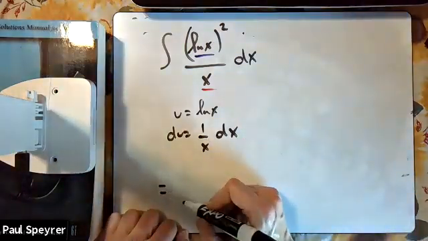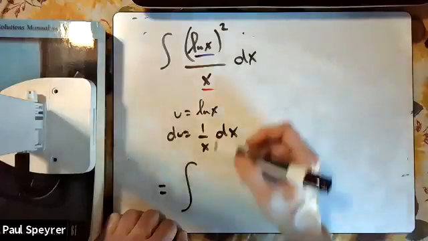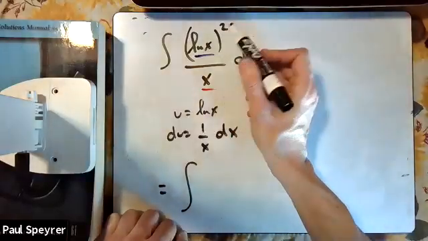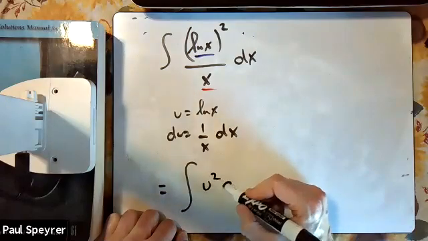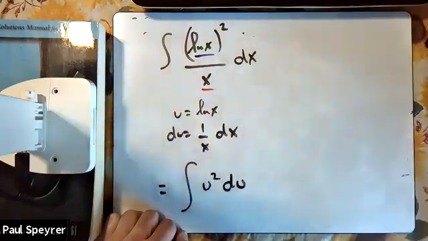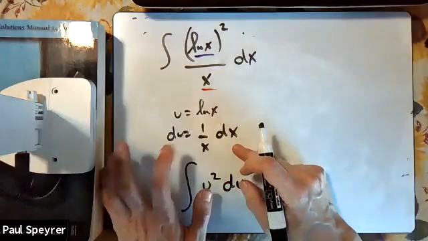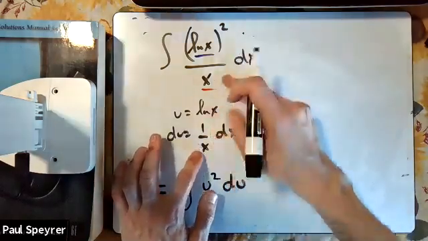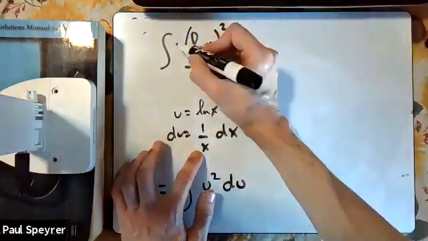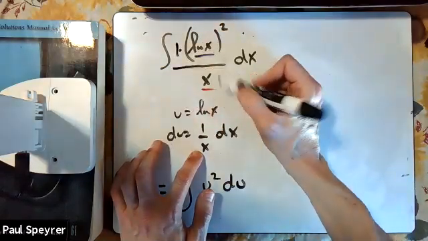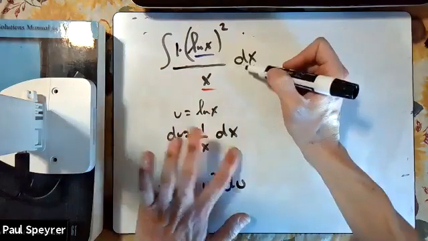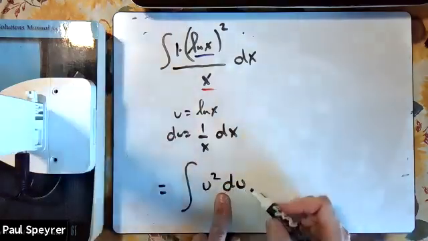Now, what does this look like in terms of u? Well, remember, u is ln of x. We have ln of x squared. That would just be u squared. And then du. That's it, right? Because look, what is du? It's the 1 over x component. In theory, you could say this is 1 times this ln of x squared stuff over x. So there's the 1 over x and the dx. That is the whole du right there.